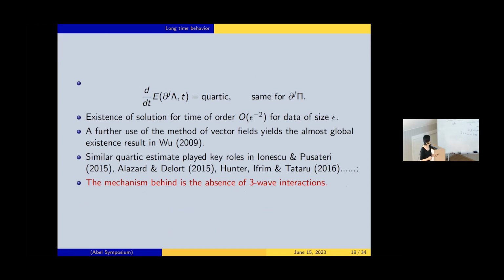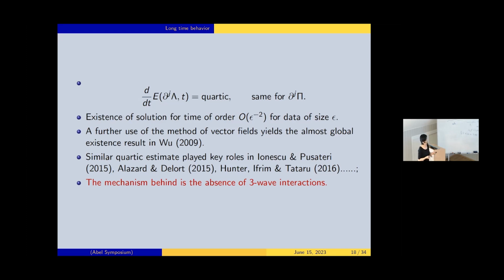Okay, so of course if I just look at derivatives in the spatial variable or time variable, then I will get existence of solution for time of order epsilon to the -2 for data of size epsilon. So this means if I do not involve anything dispersive. But of course with the equation with no quadratic nonlinear term, you can also use method of vector fields.